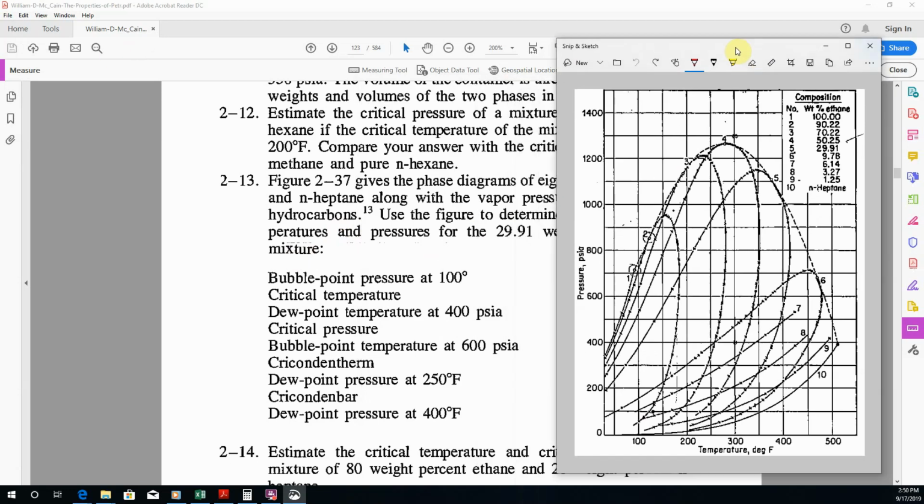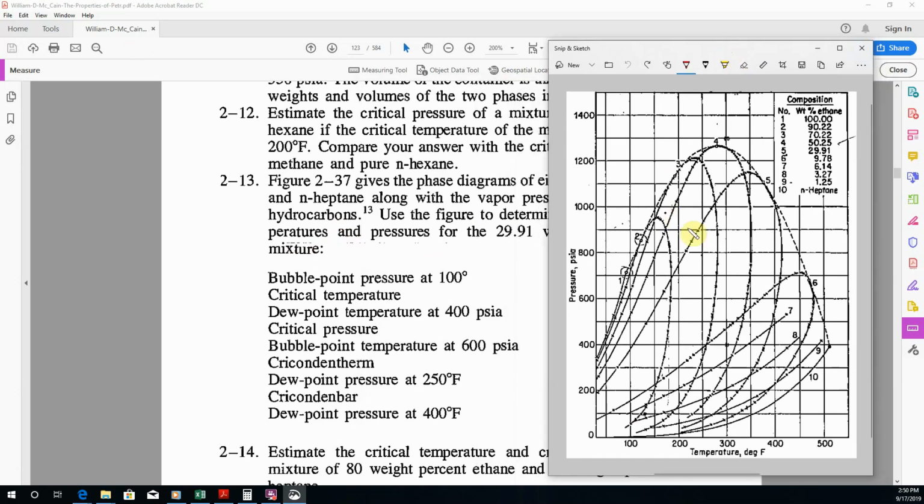So let's bring that over here. I made a copy of this so I can play on it. So if we look, 29.91, so we're looking at curve number 5, which is right here. So curve 5, 1, 2, 3, 4, 5 is going like this shape. You can see it. I'll put a couple dots on it so we can keep up with it. So this is the 5 curve.